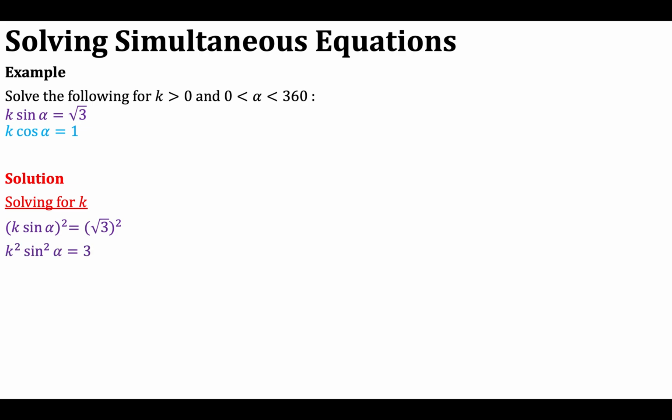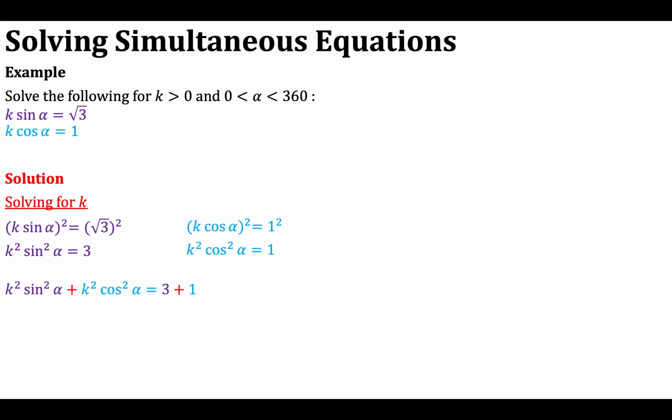So squaring the first equation will give us k squared multiplied by sin squared of alpha equals 3. Squaring the second equation will give us k squared times cos squared of alpha equals 1. And if we add these equations together, that's k squared times sin squared of alpha plus k squared times cos squared of alpha is equal to 3 plus 1.